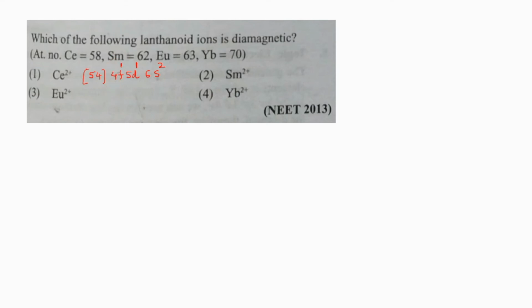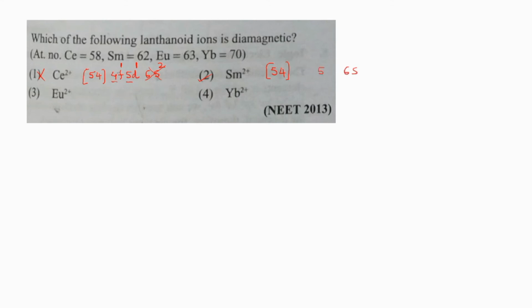So they are telling cerium 2 plus. From where will electrons be missing? From the outermost orbital, right? Yes, electrons are missing from the s subshell also. See, 2 electrons will be present in the inner orbital. Unpaired electrons will make that ion paramagnetic. So this is not the answer. Now the second one, samarium. 54 electrons will be present in the inner shells. And what about the outer shell?